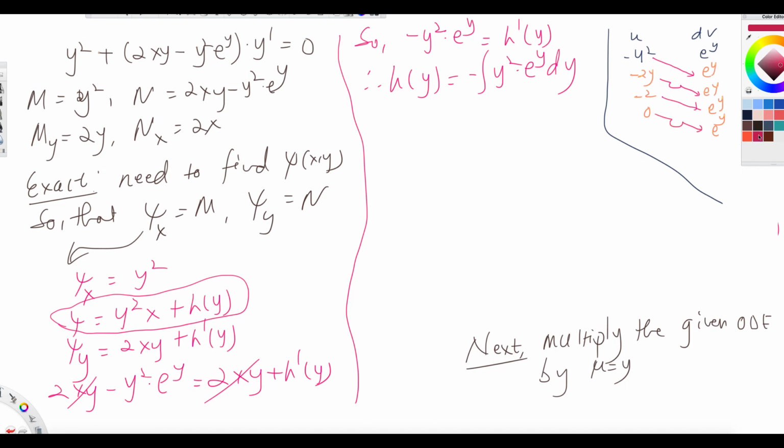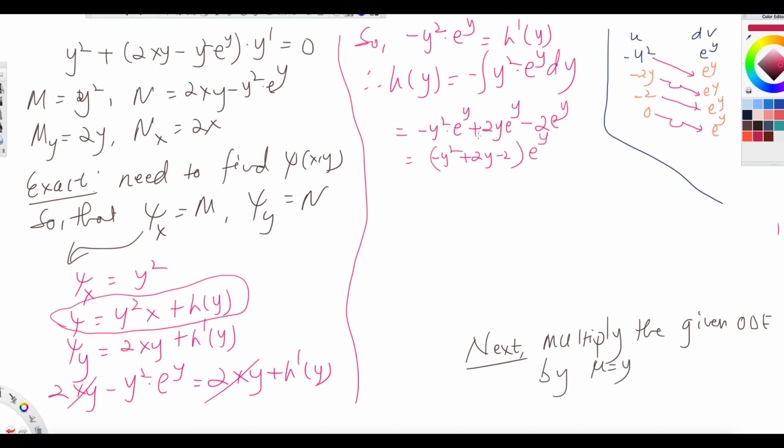So if you compile those, this will be basically negative y squared times e to the y, and then minus 2y times e to the y. So minus, plus, because there is a negative multiplication, plus 2y e to the y, and then minus 2 e to the y. So basically what you get is negative y squared plus 2y minus 2, times e to the y. That's what you get for h of y.